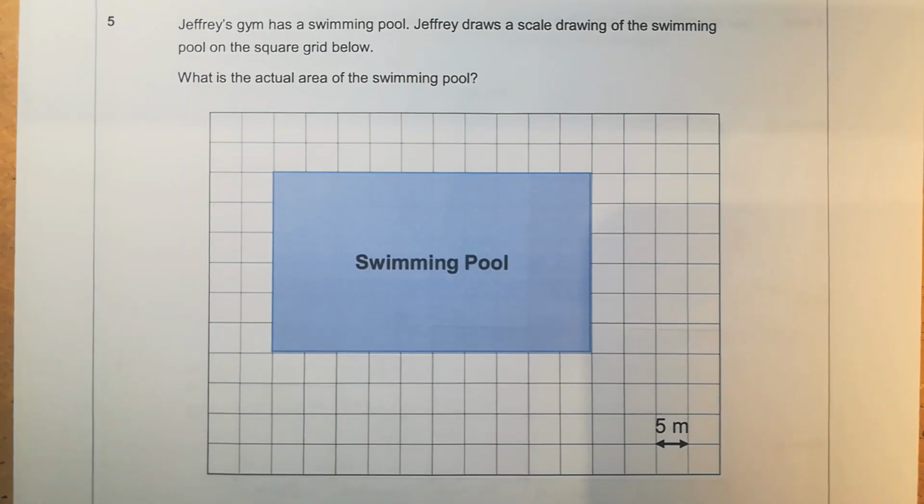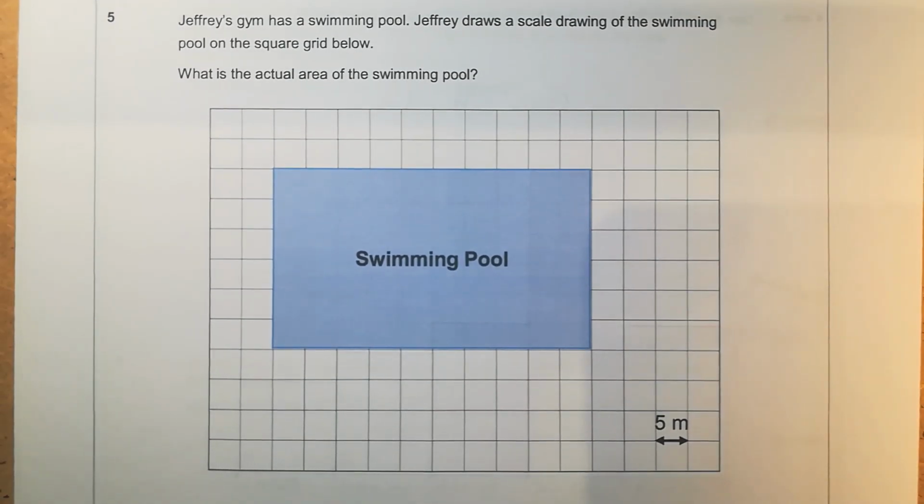5. Let's move it up. Geoffrey's gym has a swimming pool. Geoffrey draws a scale drawing of the swimming pool on the square grid below. What is the actual area of the swimming pool?